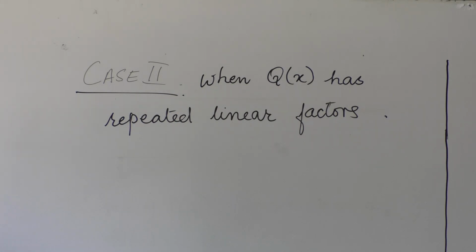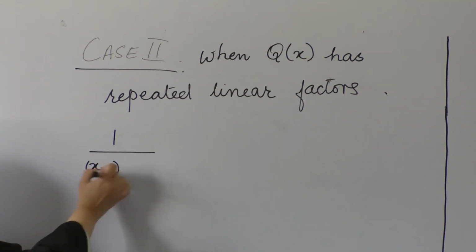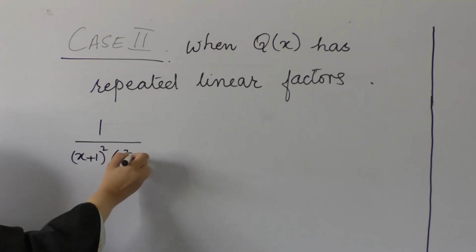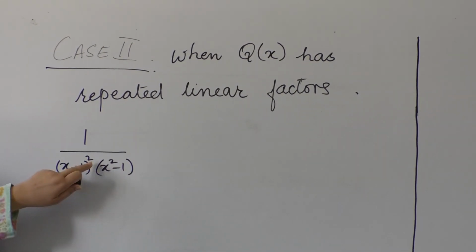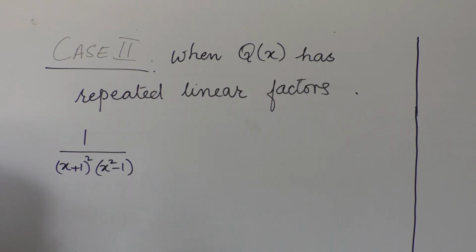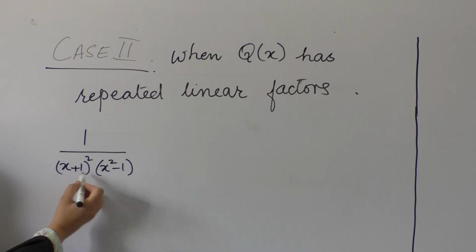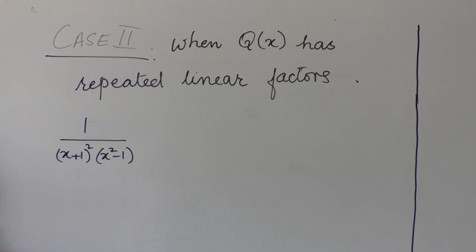With the help of this example, I will explain you how to resolve this question. Let we have an example 1 over x plus 1 whole square, x square minus 1. Look at the bracket. There is square on the bracket. So it shows that this linear factor is repeating twice.